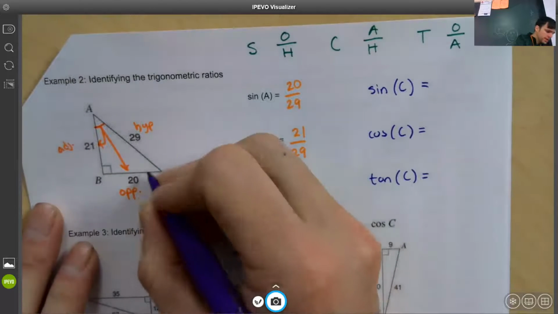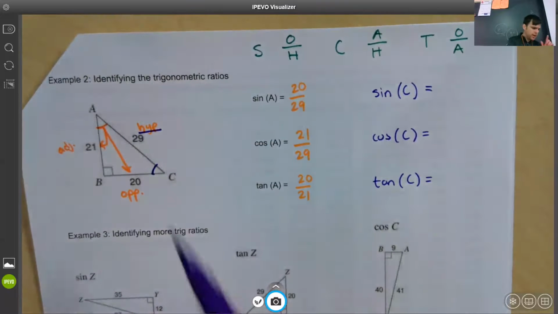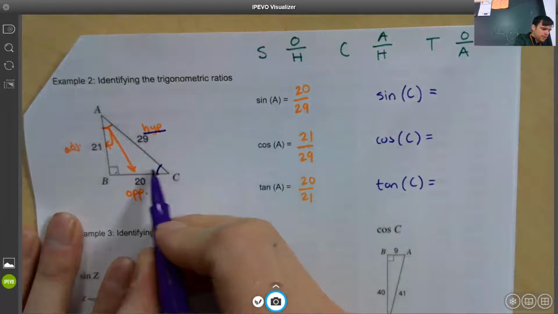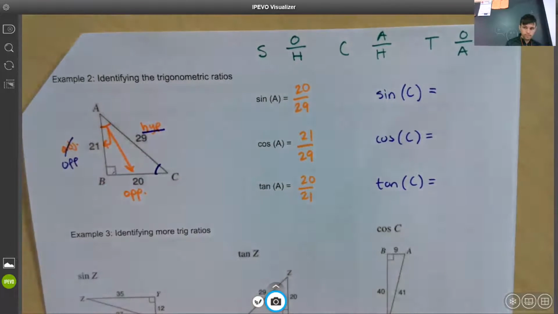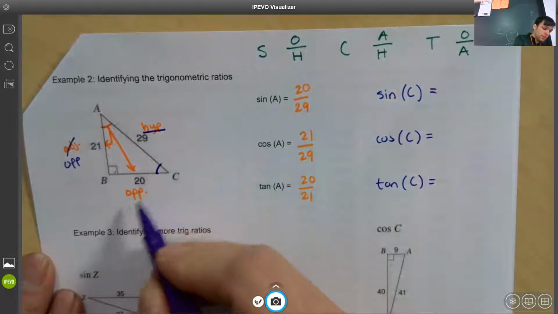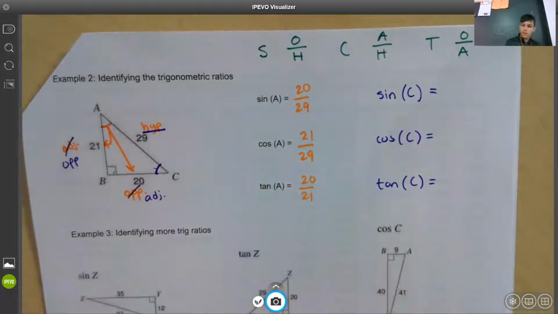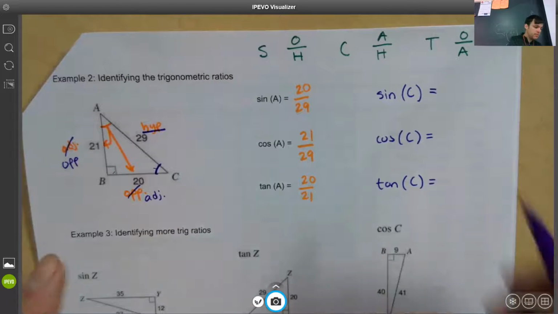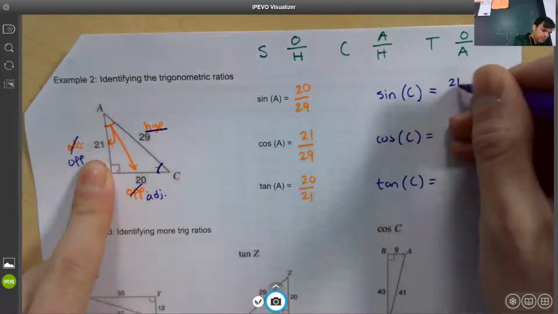All right, so for angle C, what changes? The hypotenuse is the same, doesn't change. Hypotenuse is across from the right angle, so the hypotenuse is the hypotenuse. But for angle C, the opposite and the adjacent actually switch places. This leg that is now opposite of angle C is this one over here. So this side is now my opposite. And this side, which used to be the opposite, is now adjacent. It's the one that is next to angle C. So this one is now my adjacent. So they actually just switch places. Easy enough. So the sine of angle C is now opposite over hypotenuse, 21 over 29.